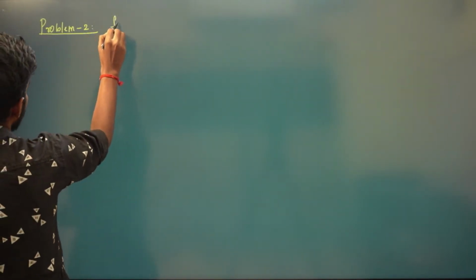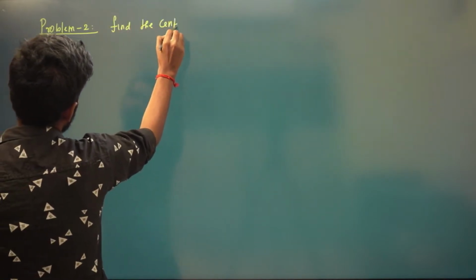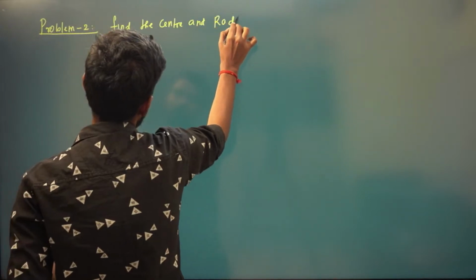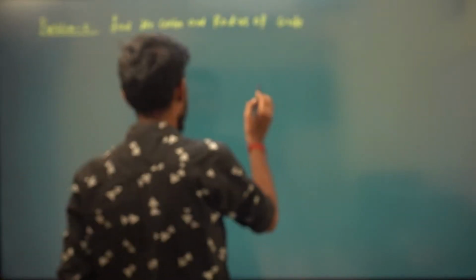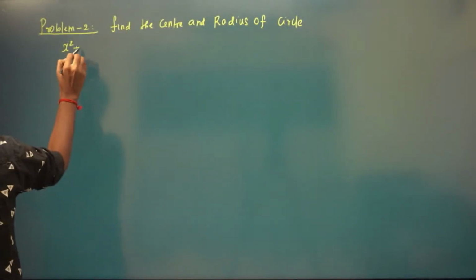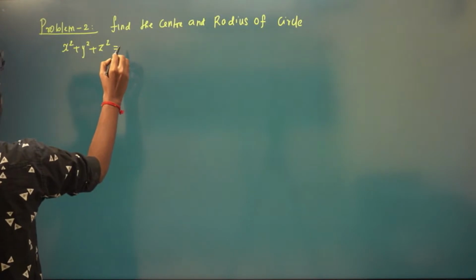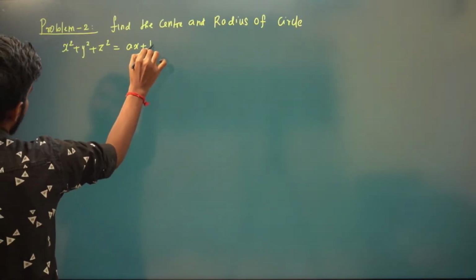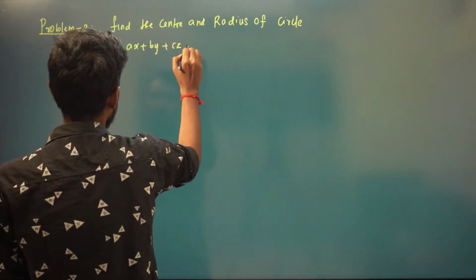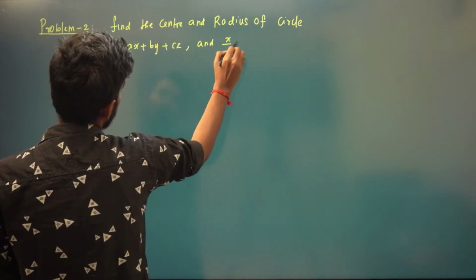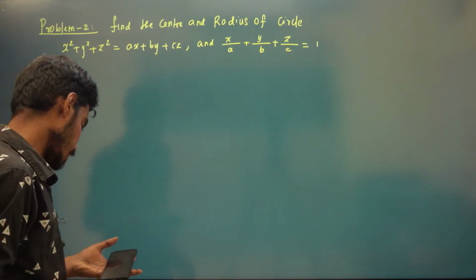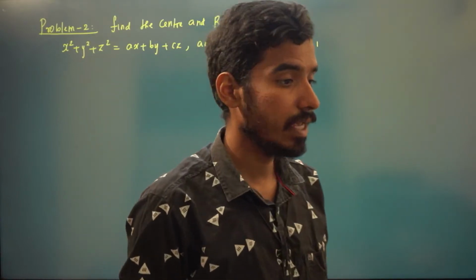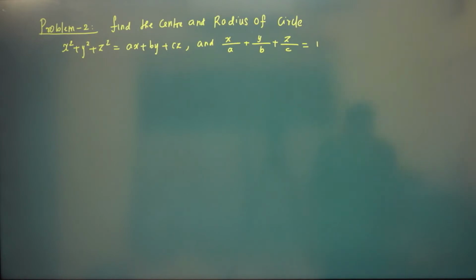Problem to find the radius and center of a circle. Find the center and the radius of the circle. They have given the equation of the circle: x square plus y square plus z square equals ax plus by plus cz, and x by a plus y by b plus z by c equals 1. So whenever I say circle, they will give a sphere and a plane. We need to find the center and radius of this circle.